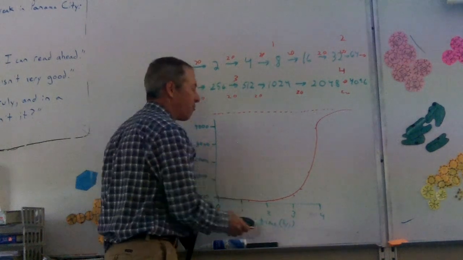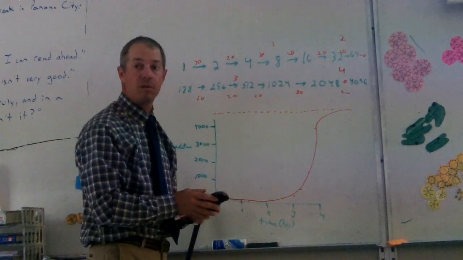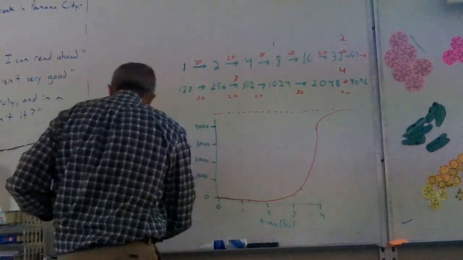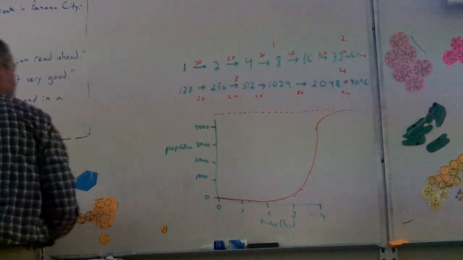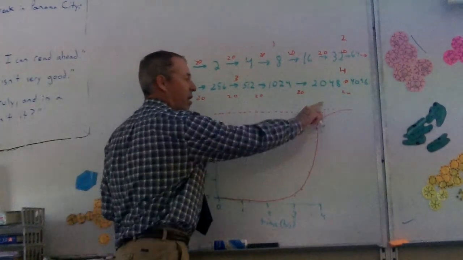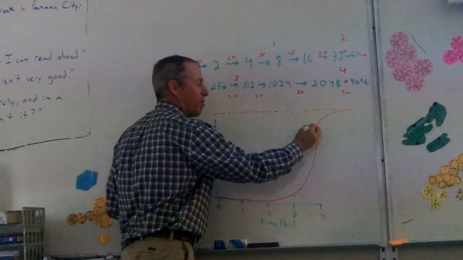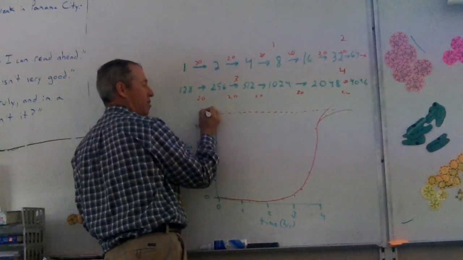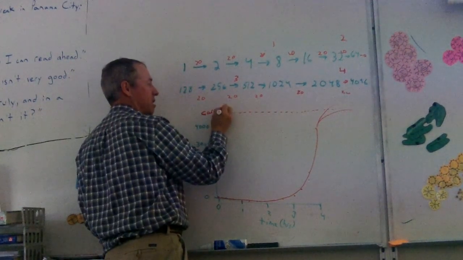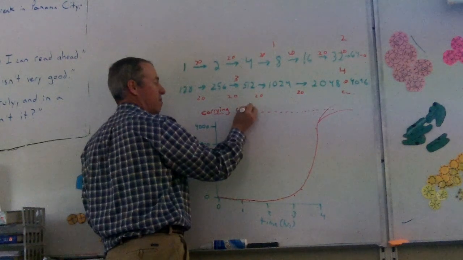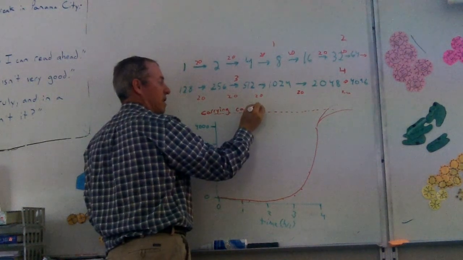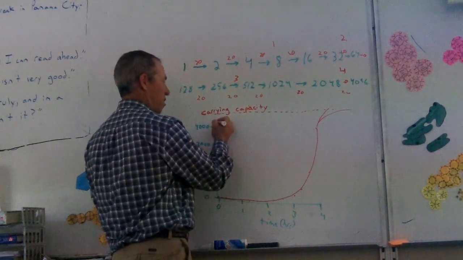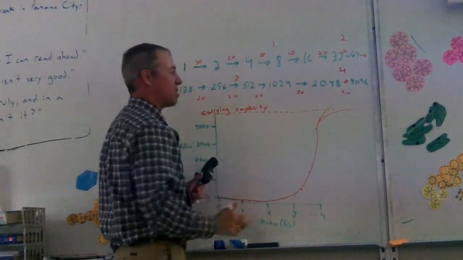Well, could it be that it doesn't level out until it's too far gone? Is that a possibility? Well, it is, and that also actually happens in natural populations. It'll go above this dotted line. This dotted line, by the way, you have to know, it's called the carrying capacity. Carrying capacity is how many organisms an environment can sustain.